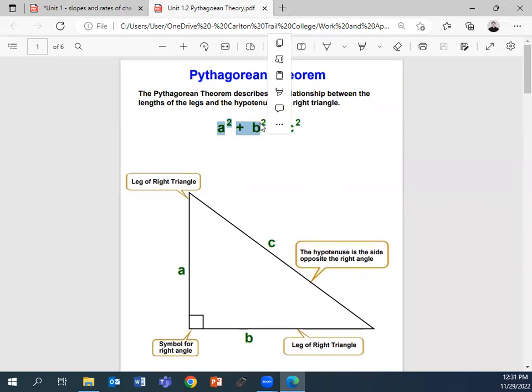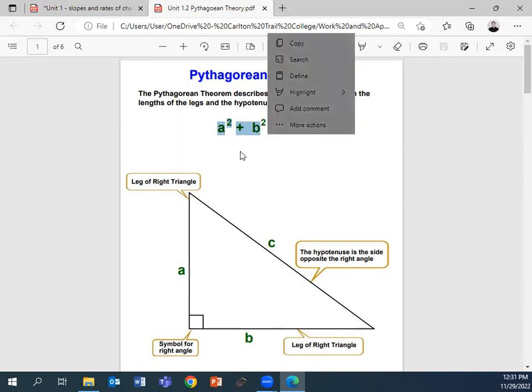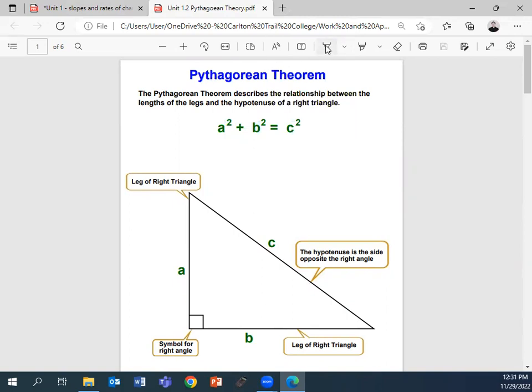In terms of what's a and what's b, it doesn't matter. The only thing that matters is that you have c correctly identified. C is the hypotenuse always. It is always the hypotenuse. You could say that this is B, you could say that this is A, it doesn't matter.